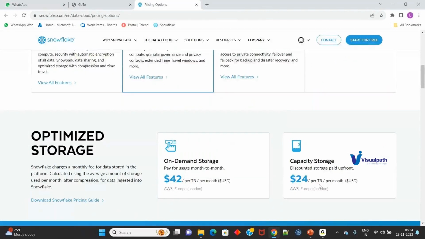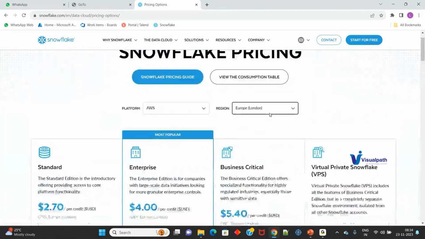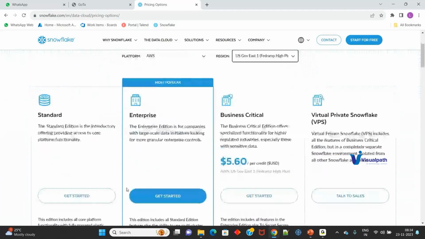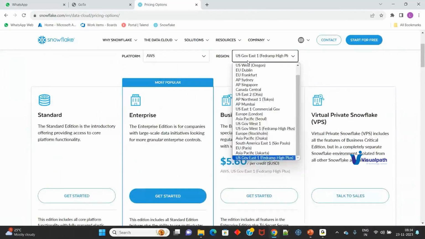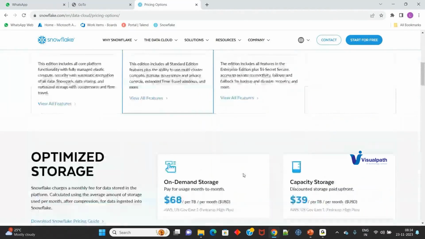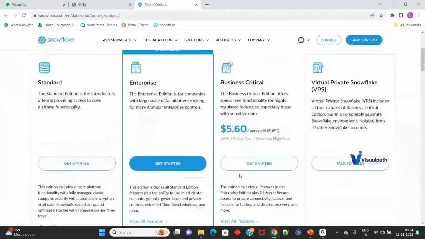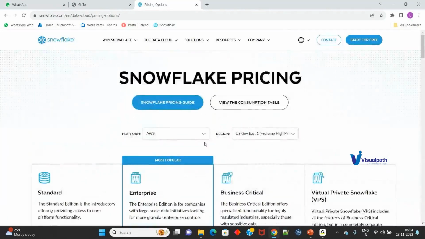is $24 USD. Let's say we go to another region, say any other government east one. So again, it differs. I think here there are no enterprise and standard editions, only business critical is available. So we can see $5.60, and the storage charges are 68 and 39. So that means the charges for both computing and storage will differ from region to region.